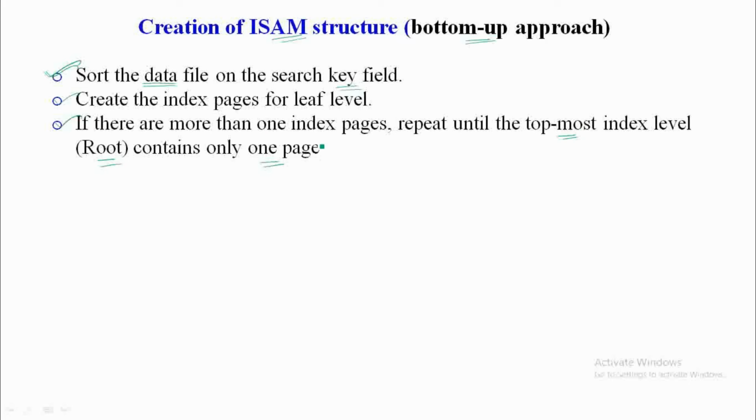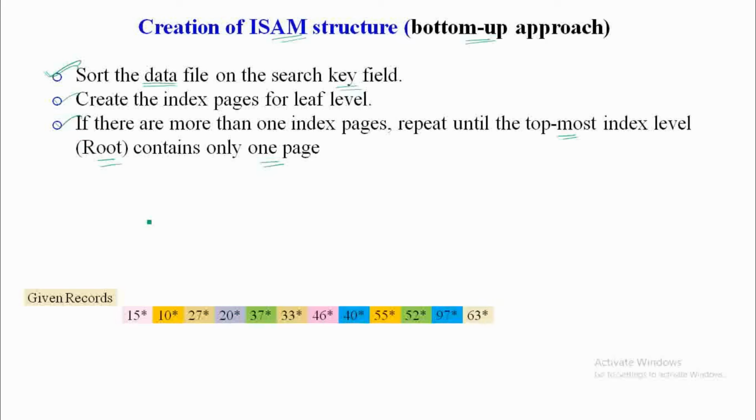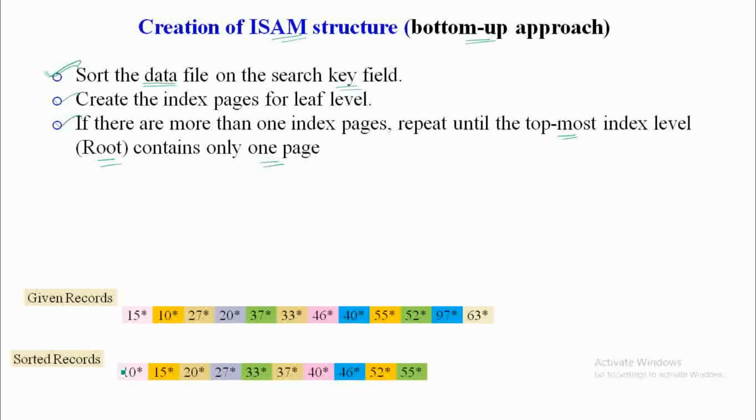Let us now apply these steps for creating an ISAM tree for the given records. Here we have taken 12 records with the given search key values. As specified, the first step is that we need to sort the records as per the search key values. So now the records are ready in sorted order.